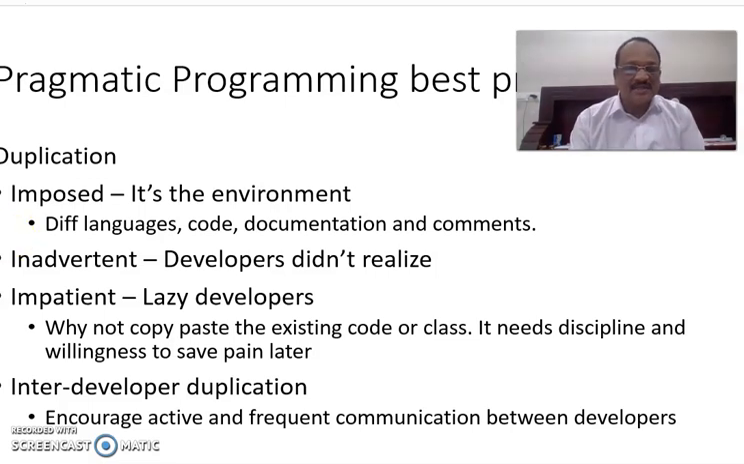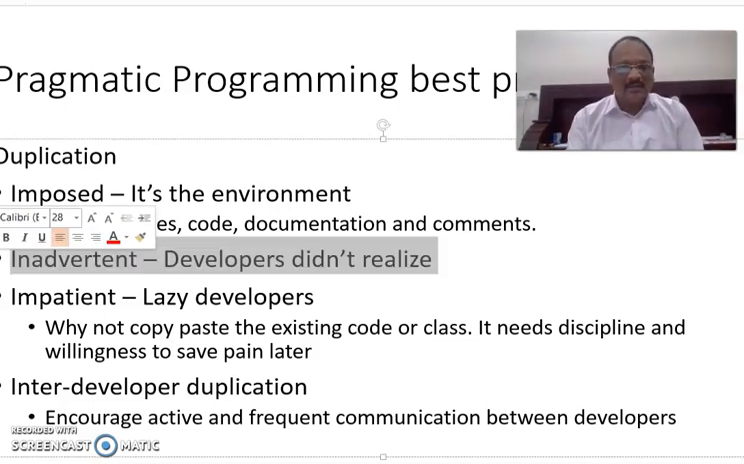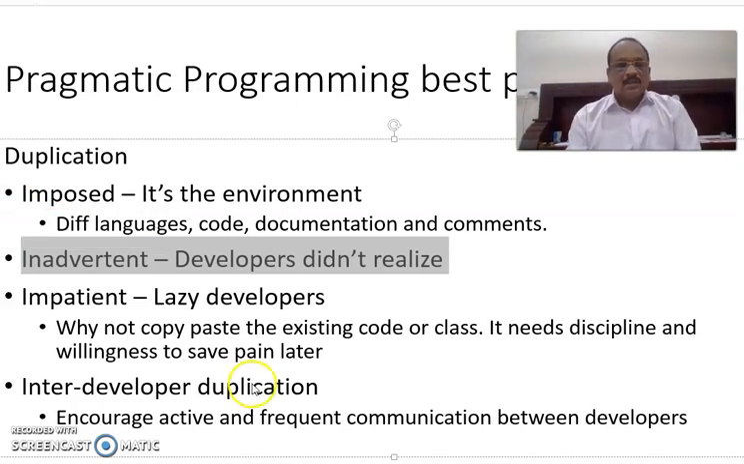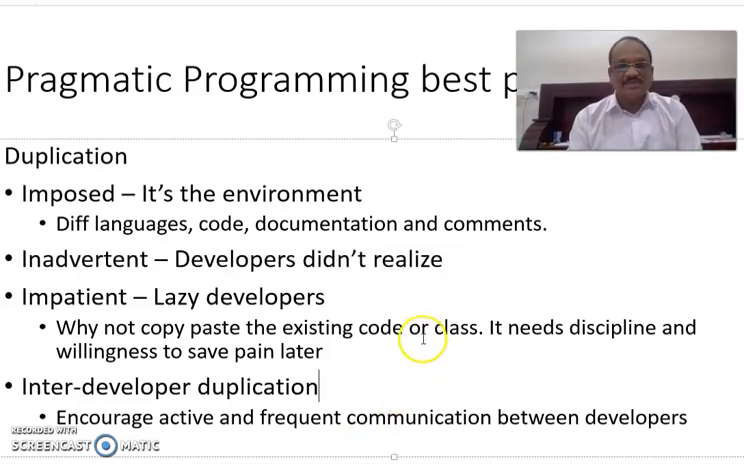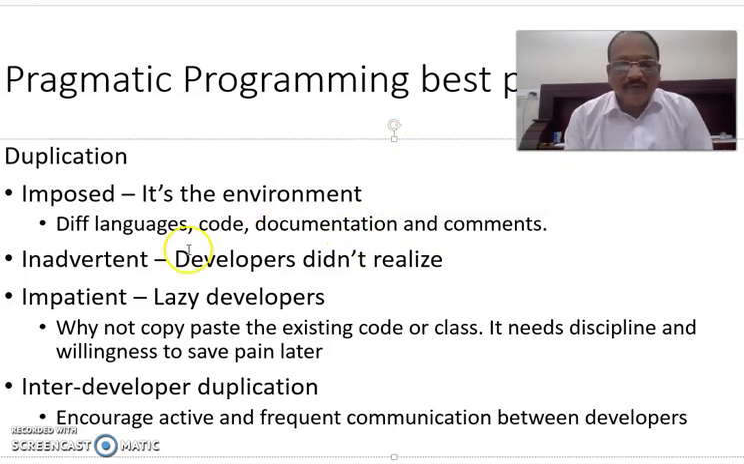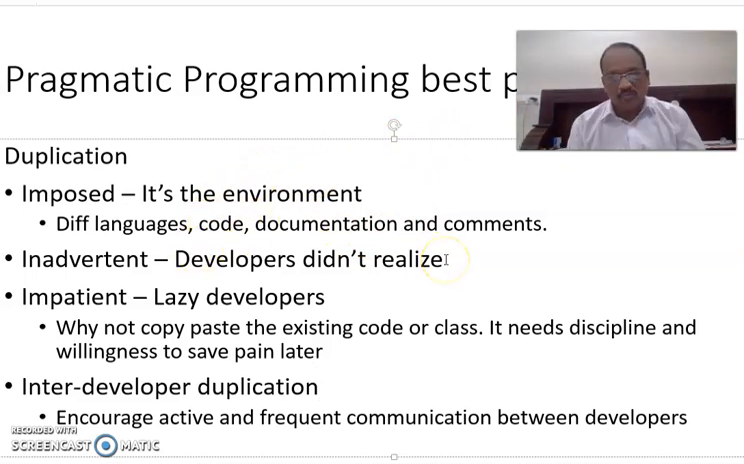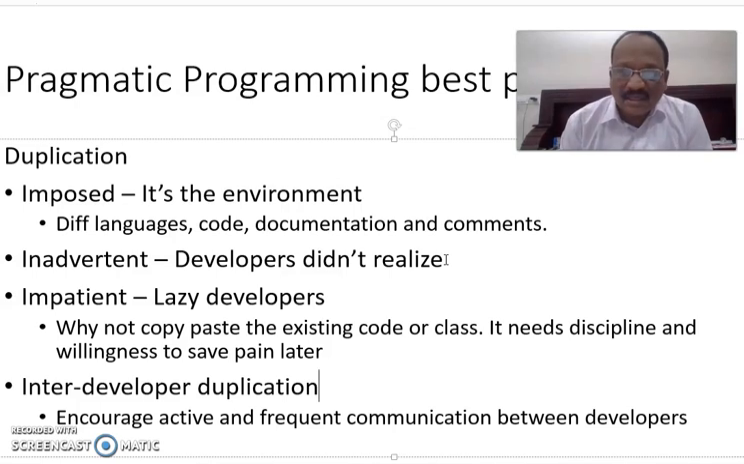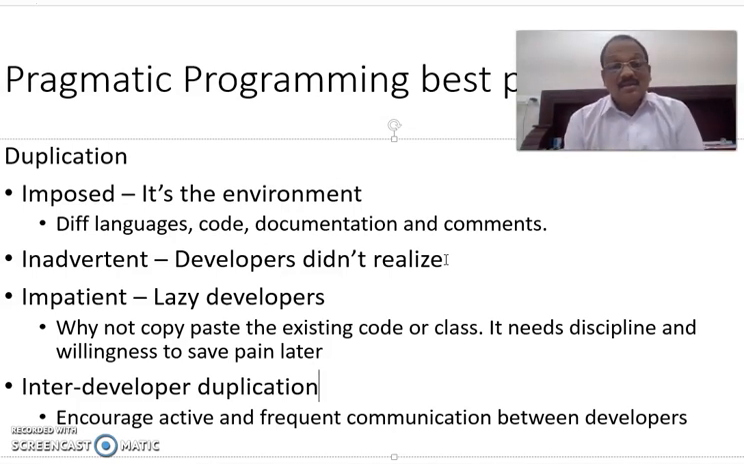Next comes duplication. There are certain types of duplications. Imposed duplication: duplication has to be eliminated as far as possible. It is imposed because of the environment, you don't know. Because of different languages, code, documentation by different people and comments, imposed duplication can arise.